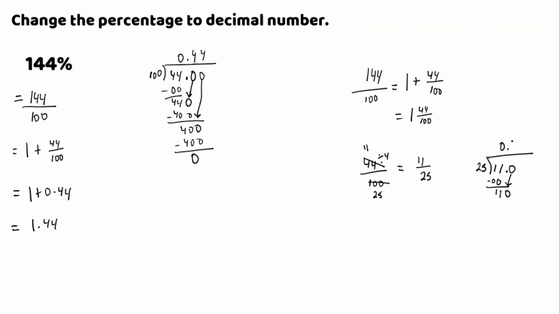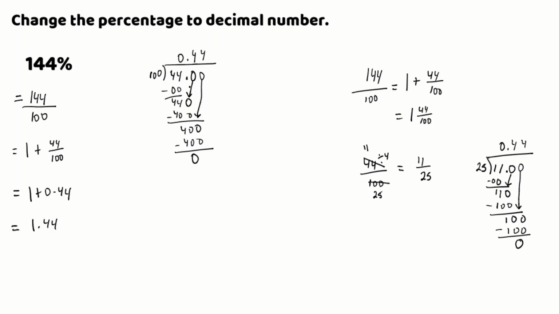25 goes into 110 4 times. 4 times 25 gives us 100. 110 subtracts 100, leaves us with a difference of 10. We're going to add a 0 again, bring that 0 down, change our 10 into 100. 25 goes into 100 4 times. 4 times 25 gives us 100. And 100 subtract 100 gives us the difference of 0.